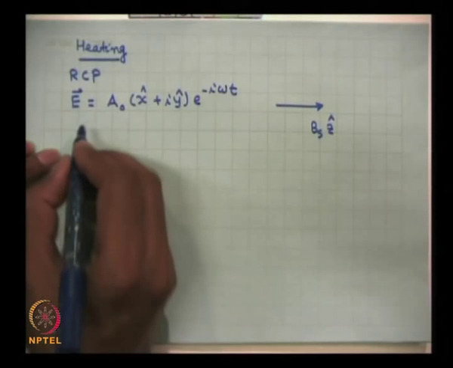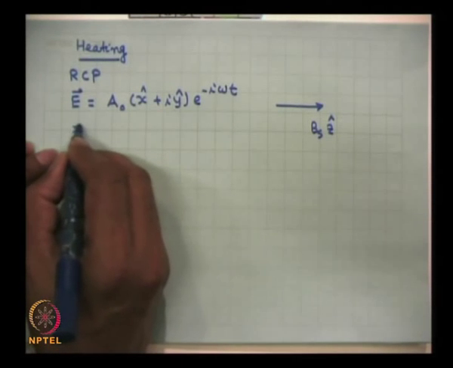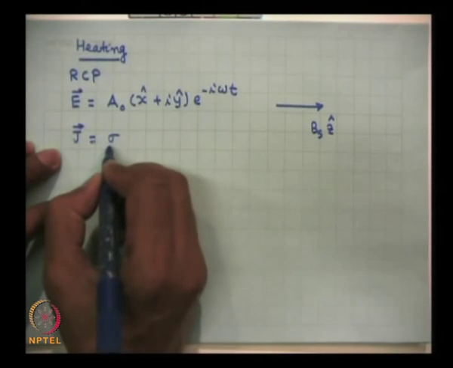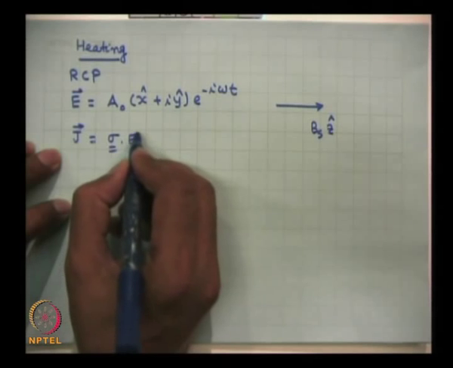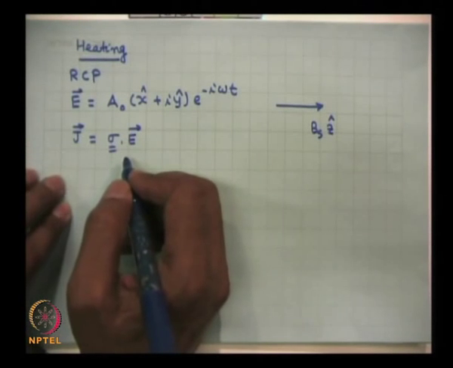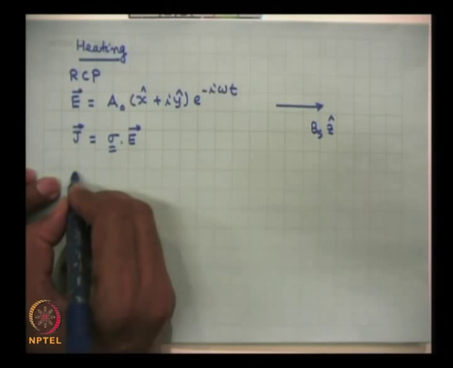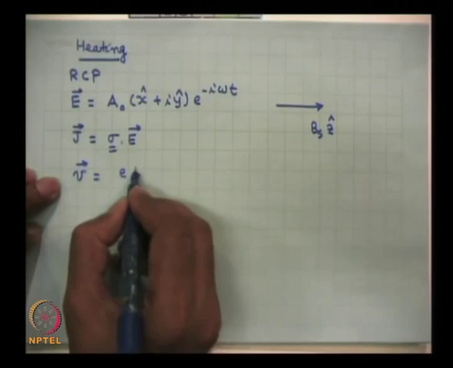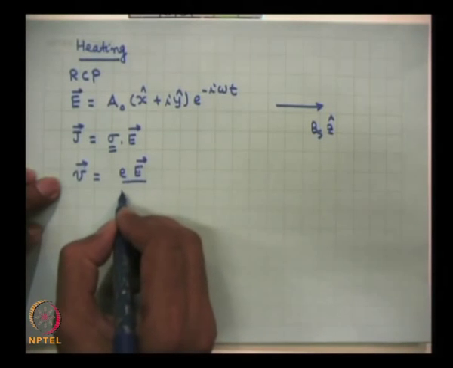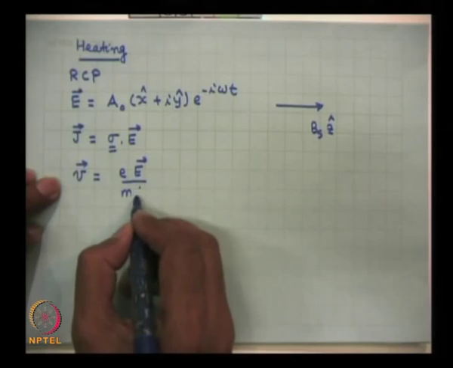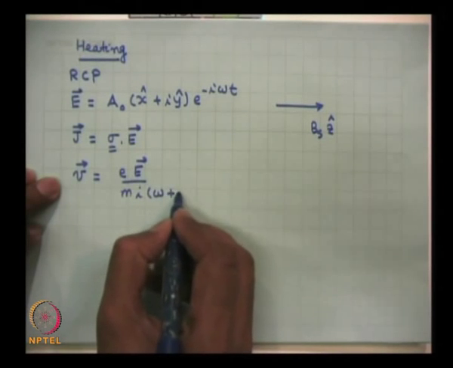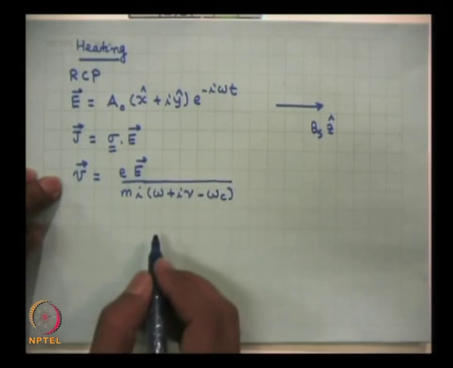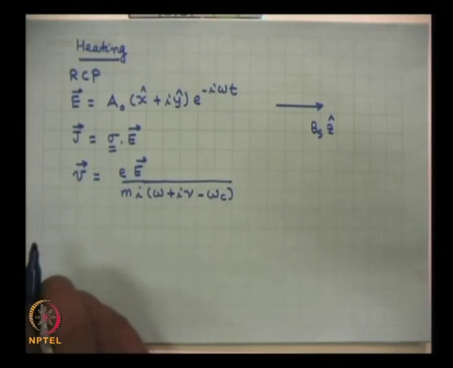This produces a current density J is equal to sigma dot E that we have already seen. Or in terms of velocity, if I want to write down, this gives a velocity to electrons which is equal to eE upon m i (omega plus i nu minus omega c). This is the drift velocity this electric field will produce, we have just seen.